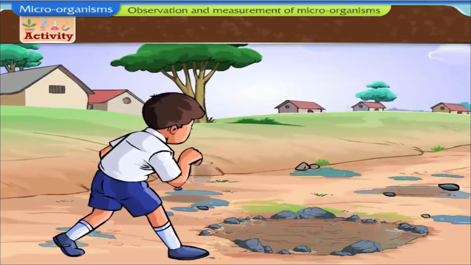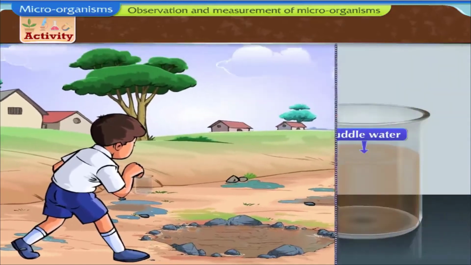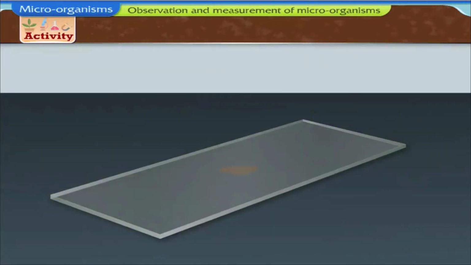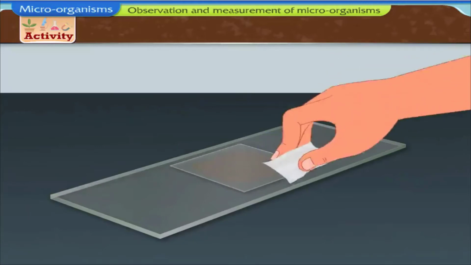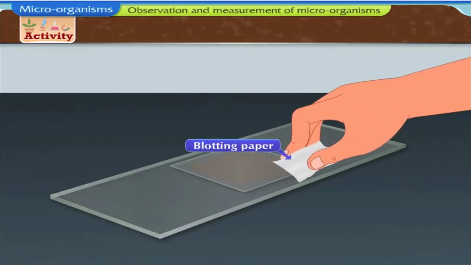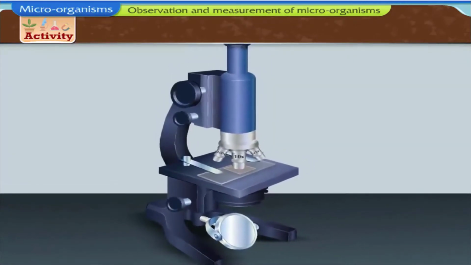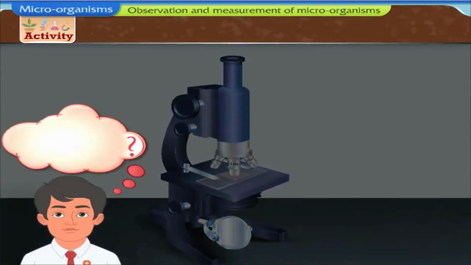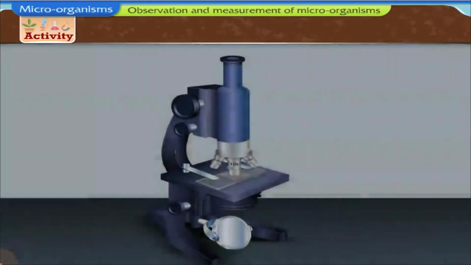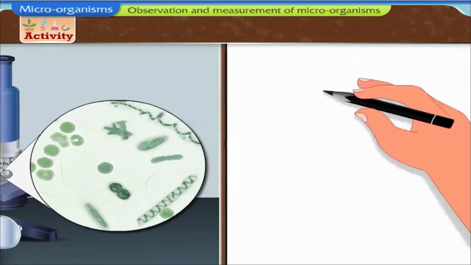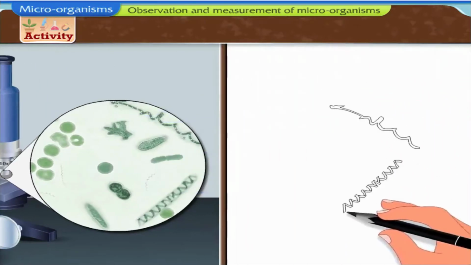Activity 2. Collect some water from a puddle into a beaker. Add a drop of this water on a clean glass slide and place a cover slip on it. Remove the excess water using a blotting paper and observe this prepared slide under a compound microscope. What do we observe? We see number of tiny microbes of different shapes and sizes under the microscope. Come, let us sketch this observation in the notebook.